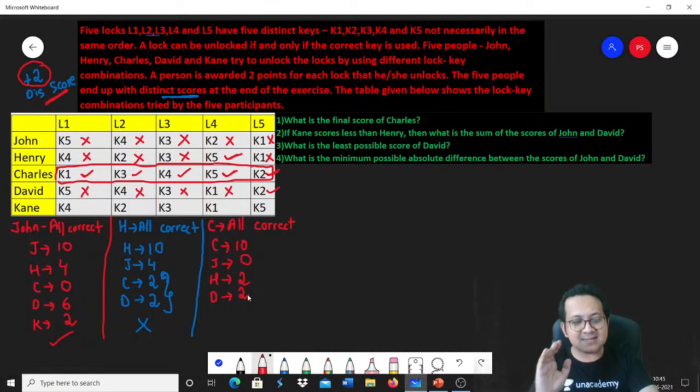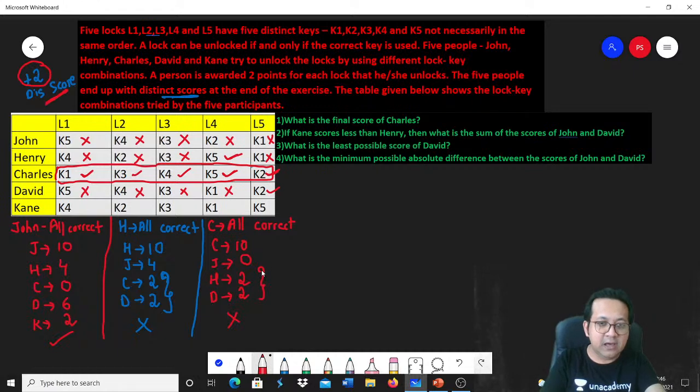Take a pause again and ask yourself, is this scenario possible? What was the scenario? The scenario was that C gets all correct. Not possible. Why not? Because at the end of the game, as per the question, every person should have a distinct score. But here, H and D are getting the same score. Same score is impossible. Hence, the scenario that C got all correct is not possible.